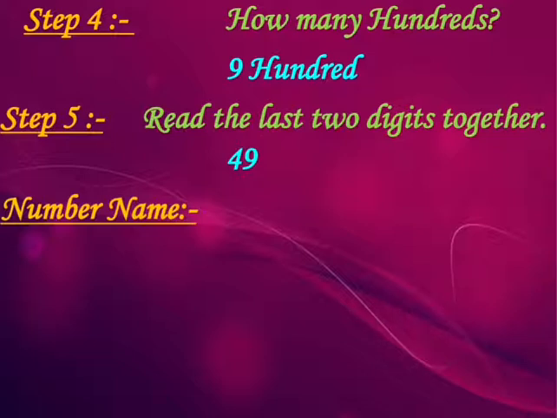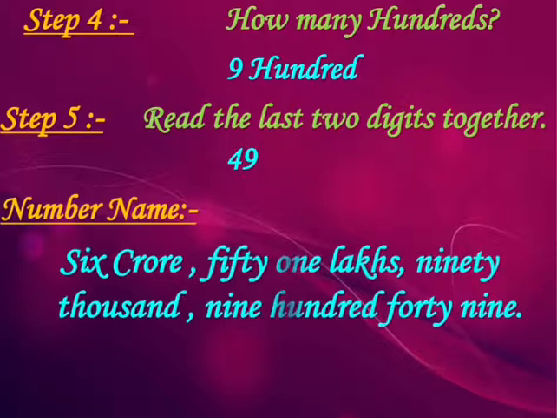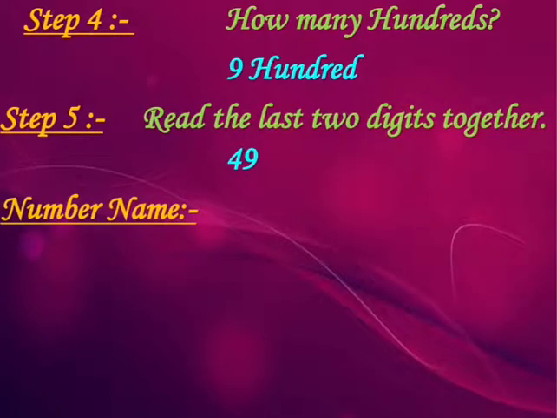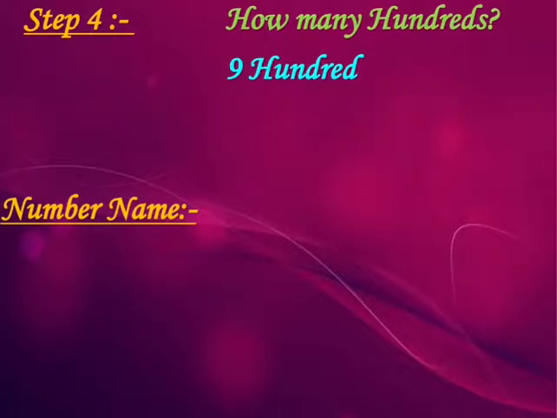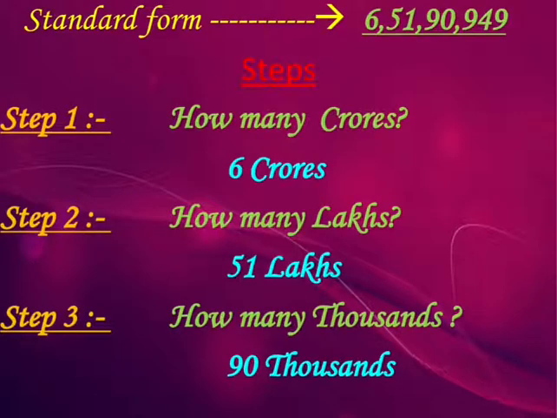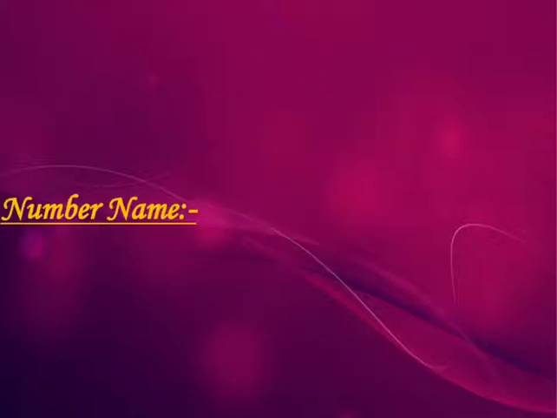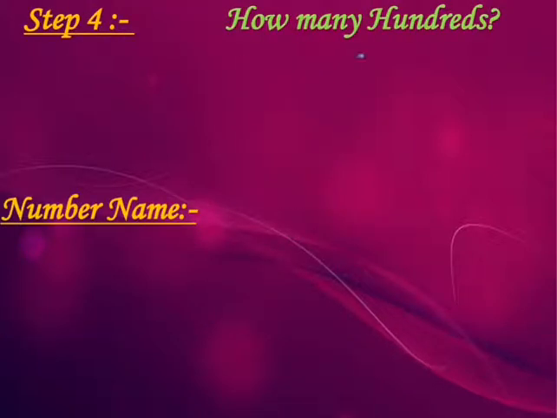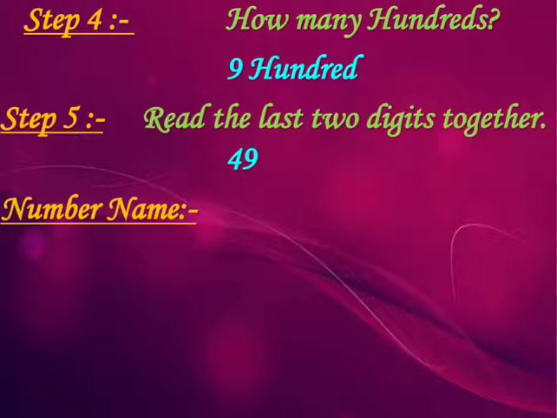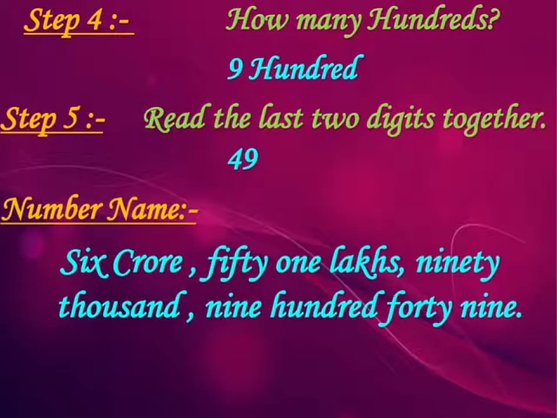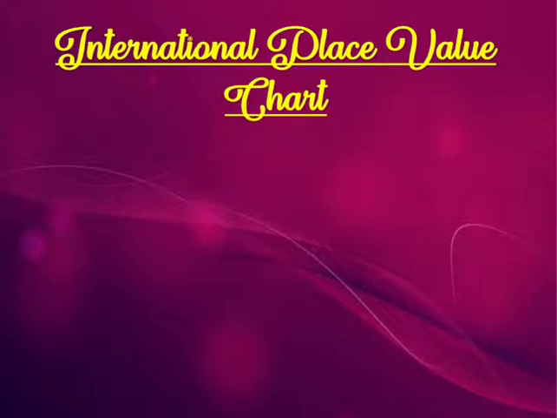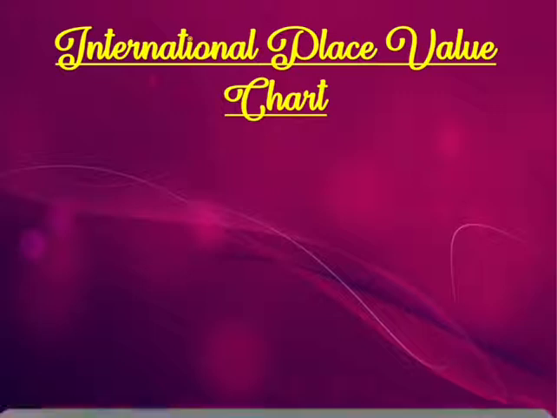So now let's see how we can write the number name. For the number name, we will be adding all the parts. That means if you look carefully at the previous slide, we will be writing 6 crores 51 lakh 90,949. So our number name is 6 crore 51 lakh 90,949. Isn't it easy?